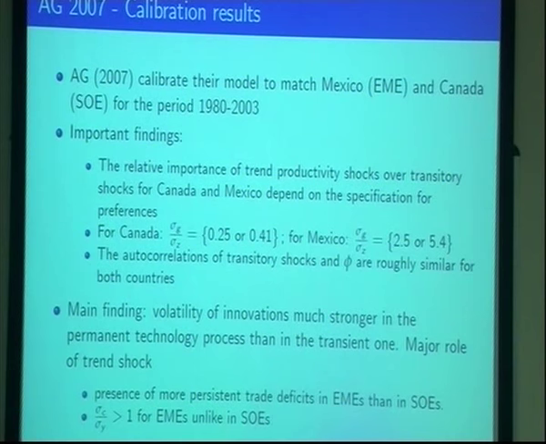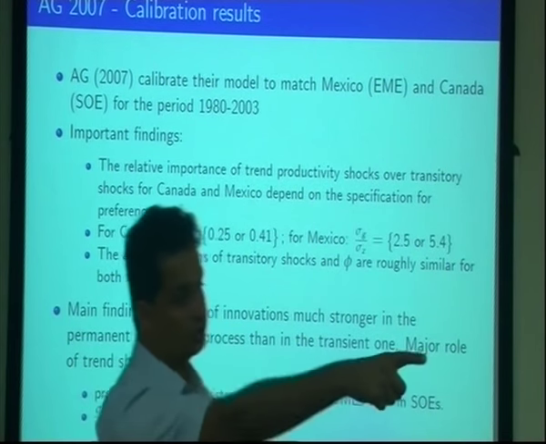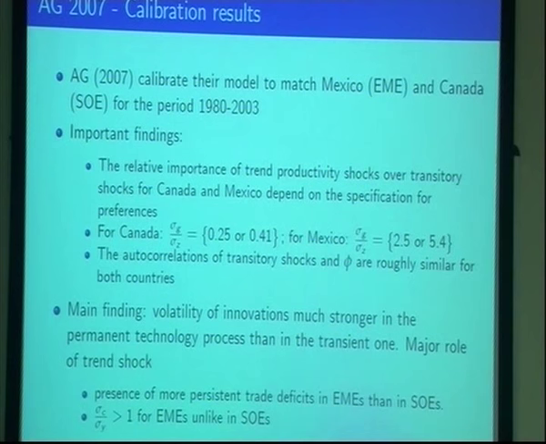So their main finding is that the volatility of innovations is much stronger in the permanent technology process than in the transient one. And this leads to a major role of trend shocks. Okay? Now, as I said, there are no frictions in the model, right? So what the Chang and Fernandez paper is basically saying is, maybe you're overstating the importance of trend shocks if you don't have frictions in the model.